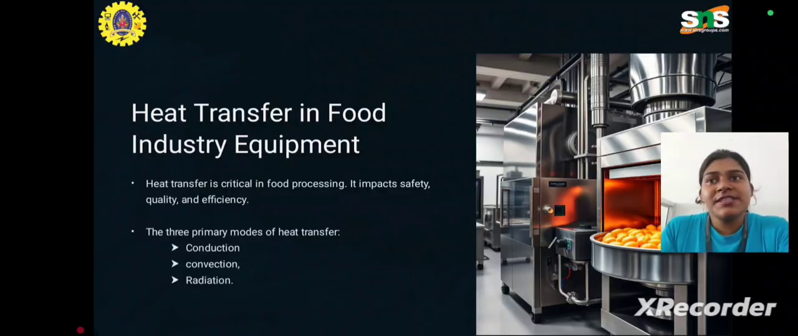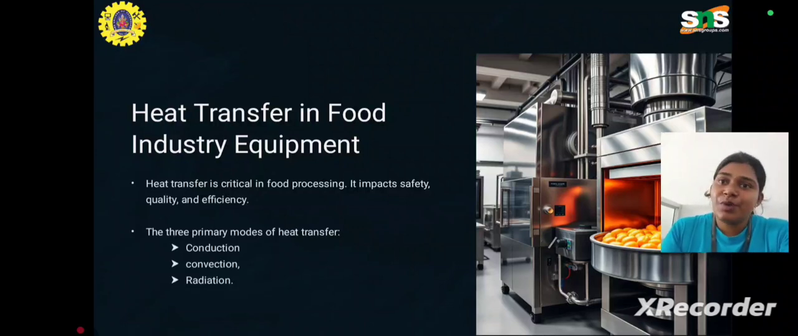So, this presentation examines the three primary heat transfer modes. So, first of all it is conduction, convection and radiation. So, we will now explore how each mode functions, their importance in various equipments and practical examples of their application in food industry machineries. So by deepening the knowledge of these heat transfer modes, professionals can enhance process control, improve product quality and boost energy efficiency in food production environments.